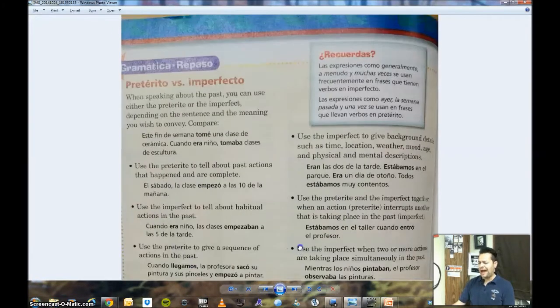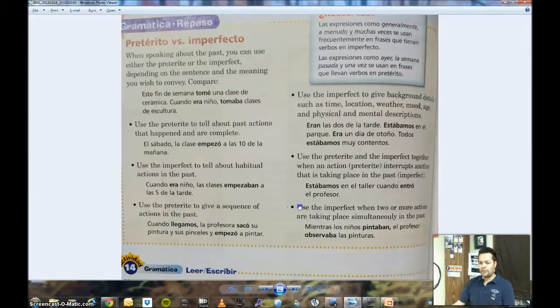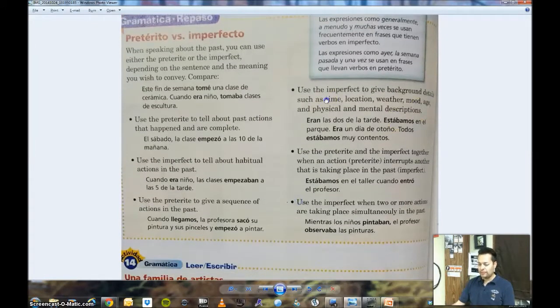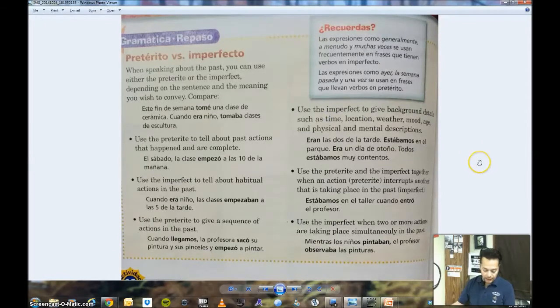I saw some PowerPoints roaming around the internet, and I actually tried to make a PowerPoint myself about this, but believe it or not, if you take a look at page 76, página 76 in your textbook, this is the most comprehensive guide as to when to use the preterite, when to use the imperfect, and those are both past tense conjugations in the Spanish language.